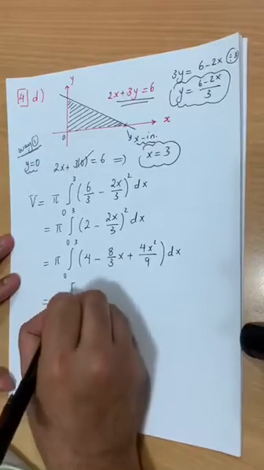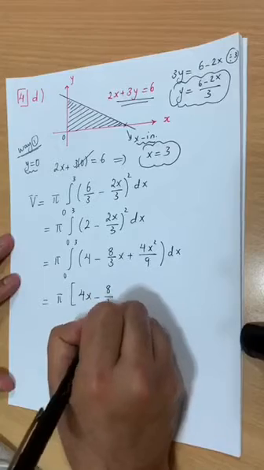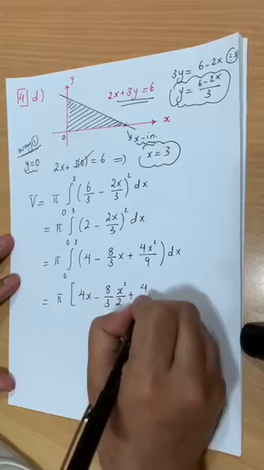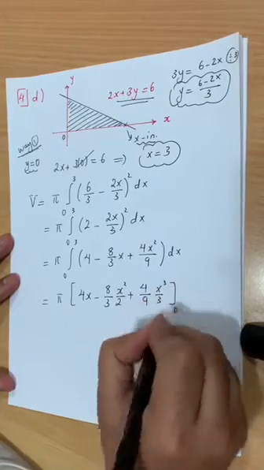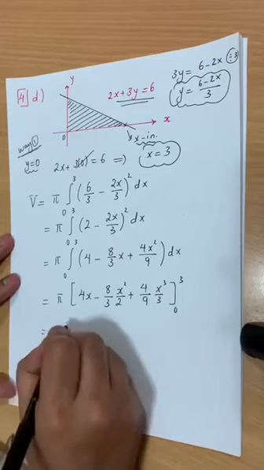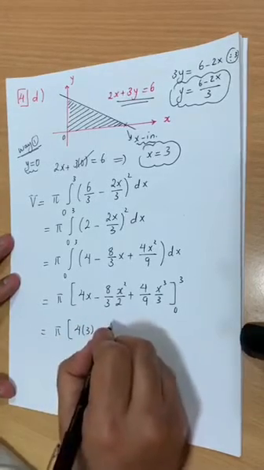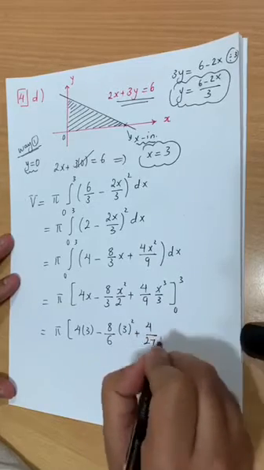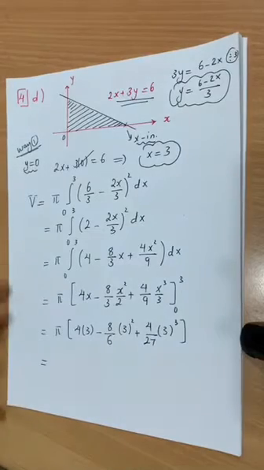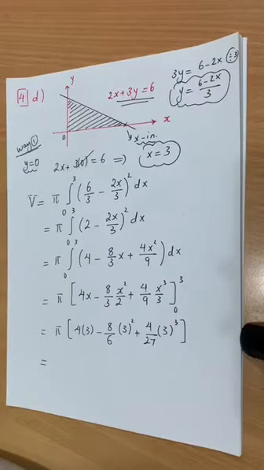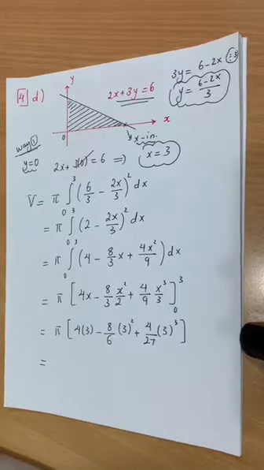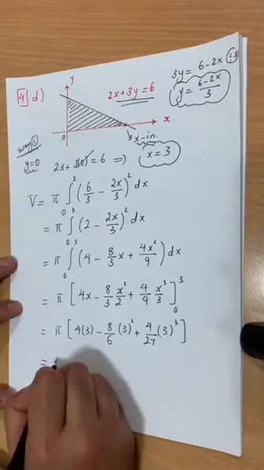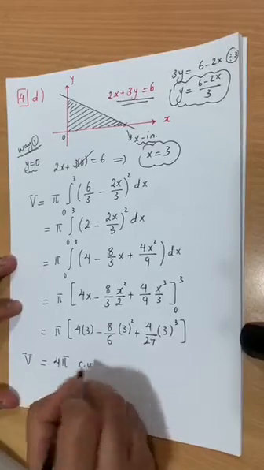Now you have to integrate. Integration of 4 is 4x, then 8 over 3 x squared over 2, then 4 over 9 x cubed over 3, from 0 to 3. You have to replace only 3. 4 by 3 minus 8 over 6, because 3 by 2, and then 3 squared, plus 4 over 27, 3 cubed. Let's do that using the calculator. It's 12 minus 8 over 6, multiplying by 9, which is 3 squared, plus 4 over 27, multiplying by 27. So the answer is 4 pi cubic units.